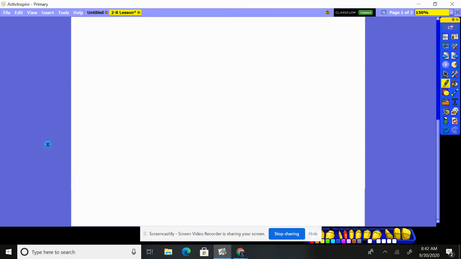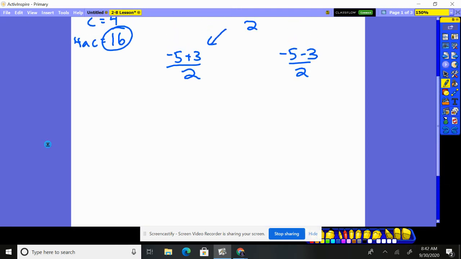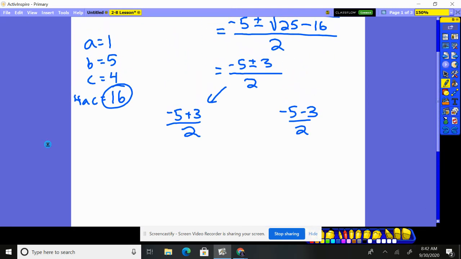So we break it down. Oops, scrolled our screen a little far. So x is equal to that or x is equal to that. Well, negative 5 plus 3 is negative 2, divided by 2 is negative 1. There's one of the values that'll work.